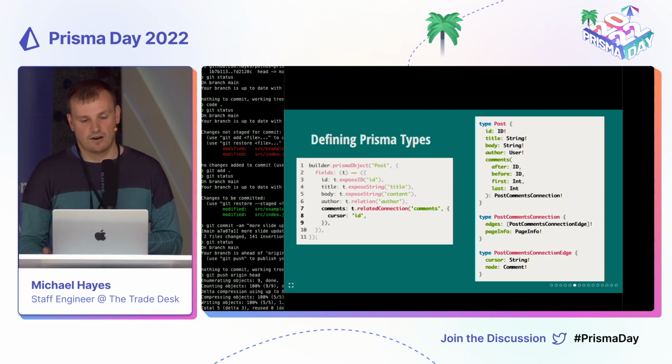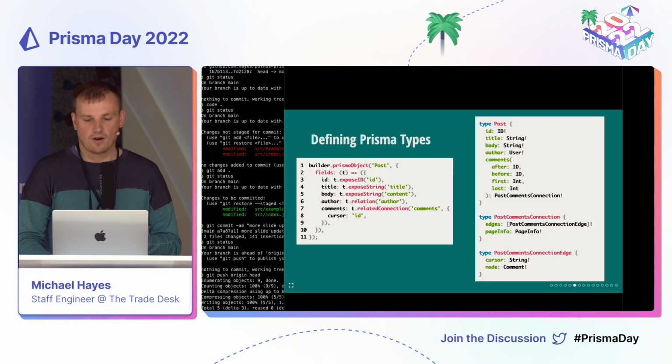And all we're providing here is the ID column, which we're going to use as the cursor when we're doing that pagination. And on the right here, you can see that the comments field has the before, after, first, last, kind of normal Relay pagination arguments, and then there's a connection with edges and page info and an edge object and a connection object that all get defined for you automatically.